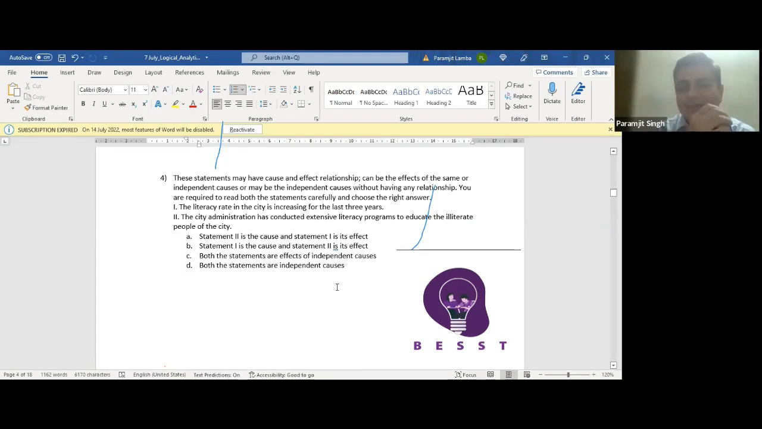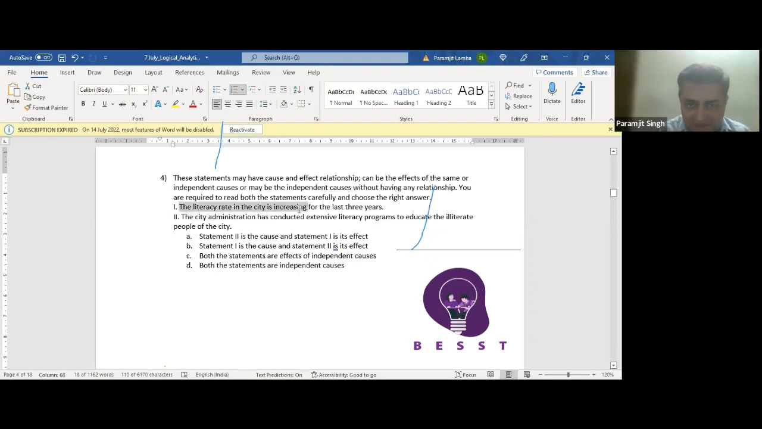Now we come to a different type of question where you need to establish a cause and effect relationship. Two statements will be given. You have to identify whether one is a cause of the second, or the second is a cause of the first, or both are effects of independent causes, or both statements are independent. These statements may have a cause and effect relationship. They can be the effects of the same or independent causes, or maybe independent causes without having any relationship. That's what you need to determine.